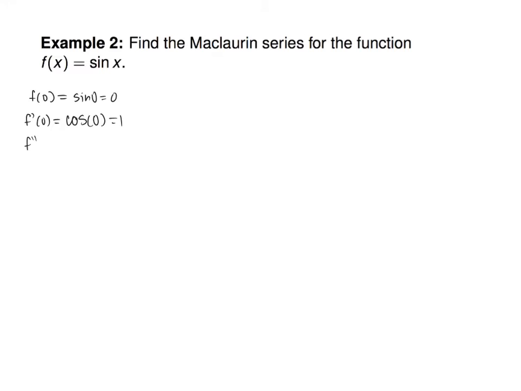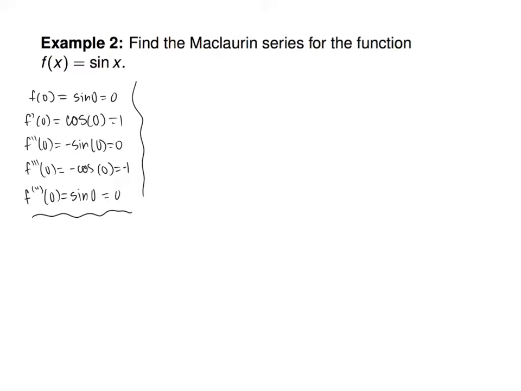And the second derivative, okay, cosine's derivative is negative sine. That's going to be 0 again. The third derivative will be negative cosine, which gives us negative 1. And the fourth derivative puts us back at sine of 0, which is 0.